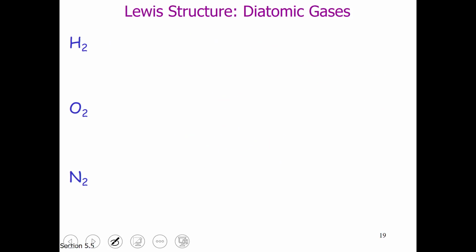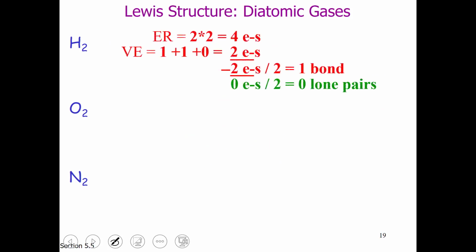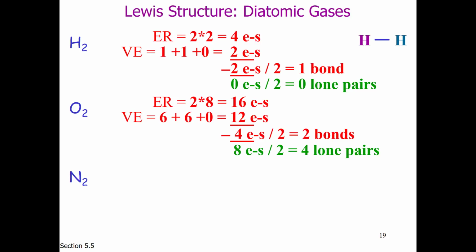Here are the Lewis structures for diatomic gases. Now, if you were asked to draw the hydrogen molecule, I don't think you'd go through all this math. But if you did, it works out. You will get a single bond between hydrogen atoms. If you wanted to draw the Lewis structure of oxygen, the diatomic gas, you would wind up with 2 bonds between the oxygens. And that's the way in which each oxygen would have access to 8.